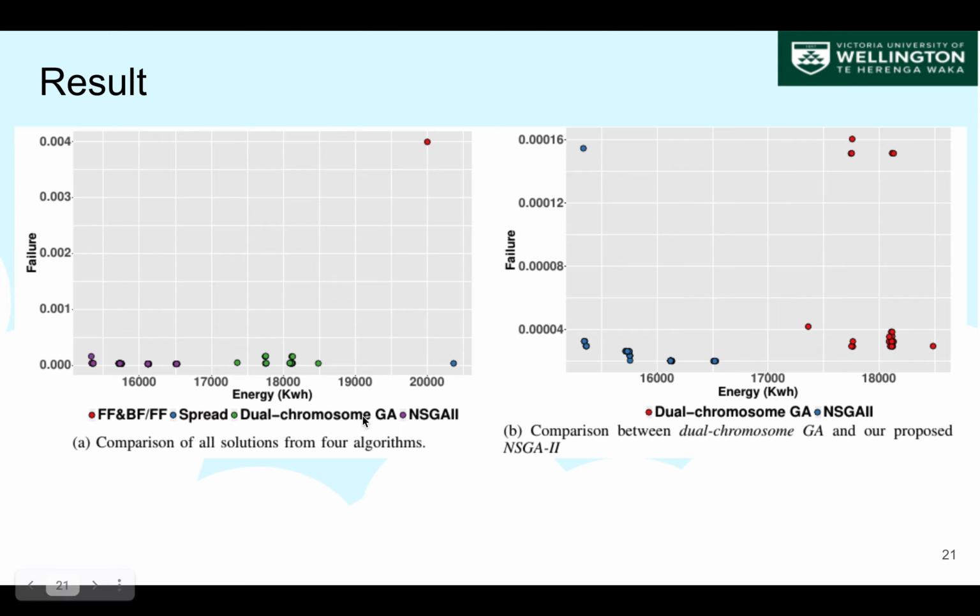When we compare the 4 algorithms, the first fit and best fit approaches have the worst average results, and the spread rule only minimized the failure rate, so it also has the worst energy consumption. For the other 2 GA approaches, obviously our proposed NSGA-II has a much better performance, and it can be seen from this graph that it is much closer to the origin than the single-objective GA.